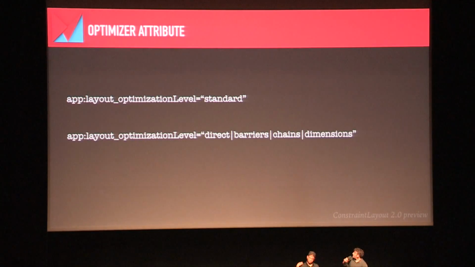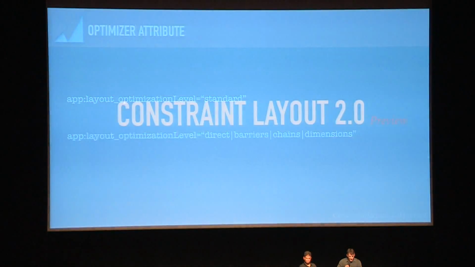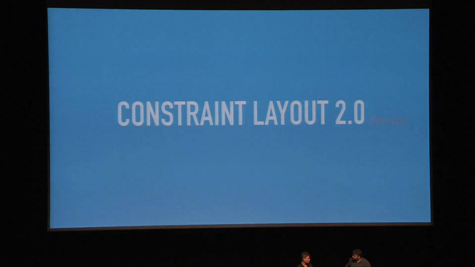And finally, here is how you can turn on this optimizer in your XML. Pretty straightforward. There is a new attribute, optimization level. If you use standard, it's just a mask of direct and barriers for now. In the future, we'll probably add more stuff as they graduate to the level we want in standard. But otherwise, you can specify the extra ones, actions, and dimensions. And that's it for 1.1.